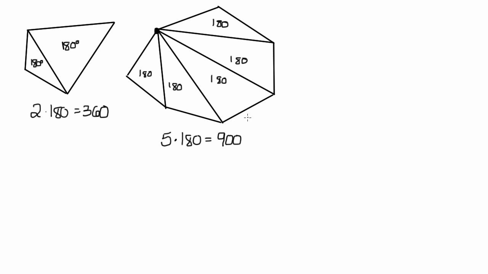There you go. So you never have to memorize the formula 180 times n minus 2. I mean, if you want to, more power to you, but you never have to memorize it. Just whenever you get a polygon, just break it up into a series of triangles, count how many triangles you have, and multiply that number by 180, and you're done.